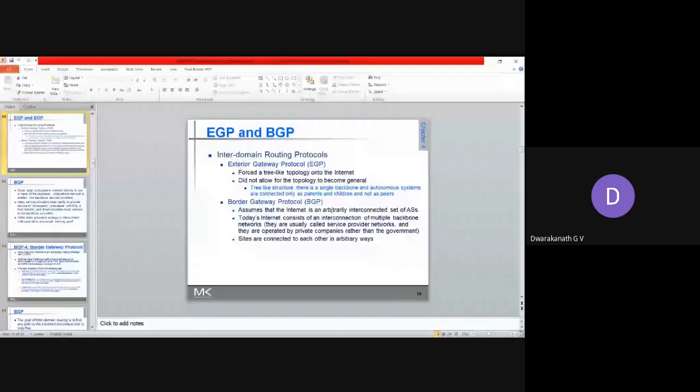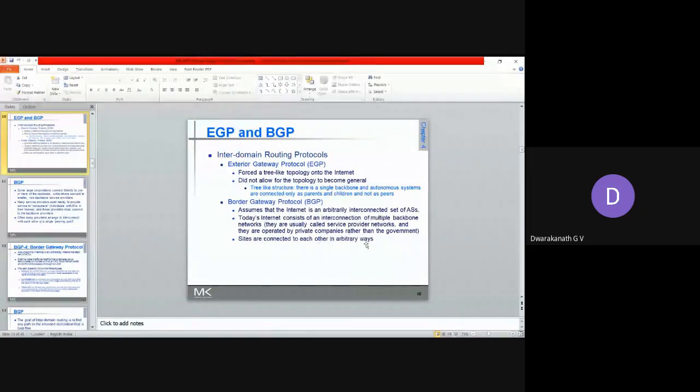Then Border Gateway Protocol, that is BGP, assumes that the internet is an arbitrarily interconnected set of ASs. That is how your public internet works today. Today's internet consists of an interconnection of multiple backbone networks, right? That is correct. They are usually called service provider networks, and they are operated by private companies rather than a government. Sites are connected to each other in arbitrary ways.